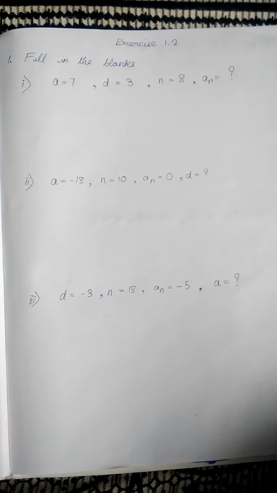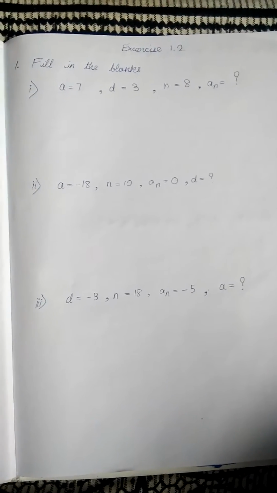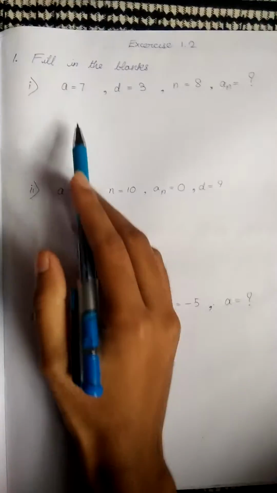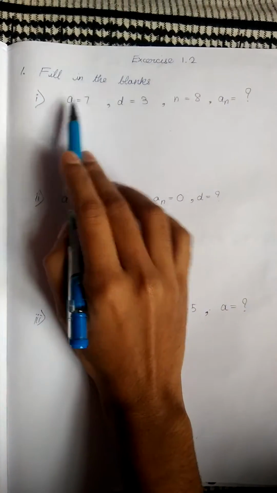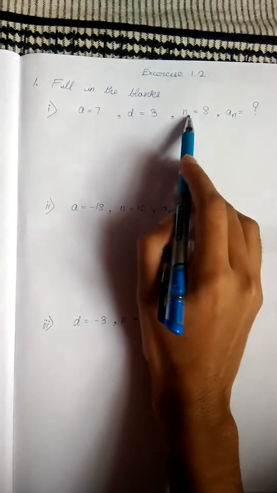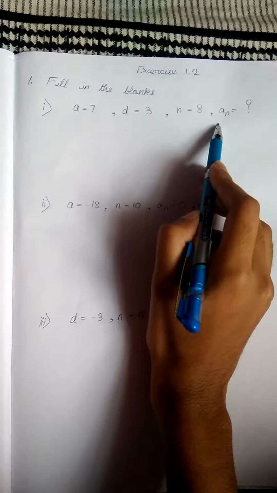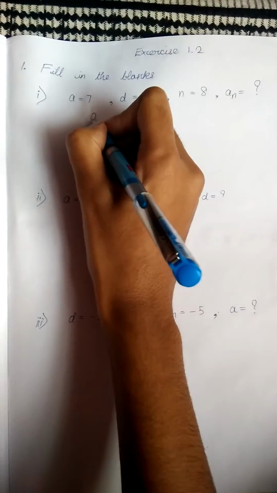In today's video, we will solve exercise 1.2 of chapter Arithmetic Progression. Let's start with the first question. In the first question, the first term is given, the common difference is given, and the number of terms is given. We have to find the last term. Let's use the nth term formula.